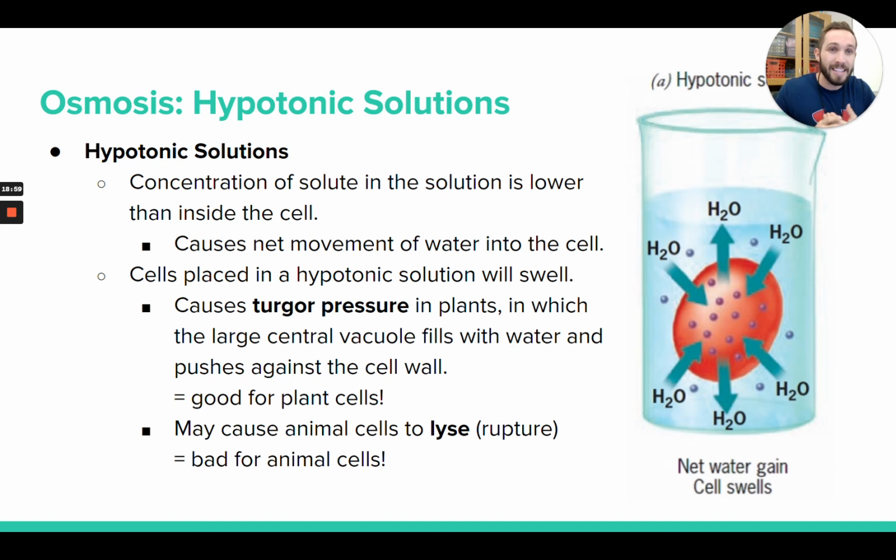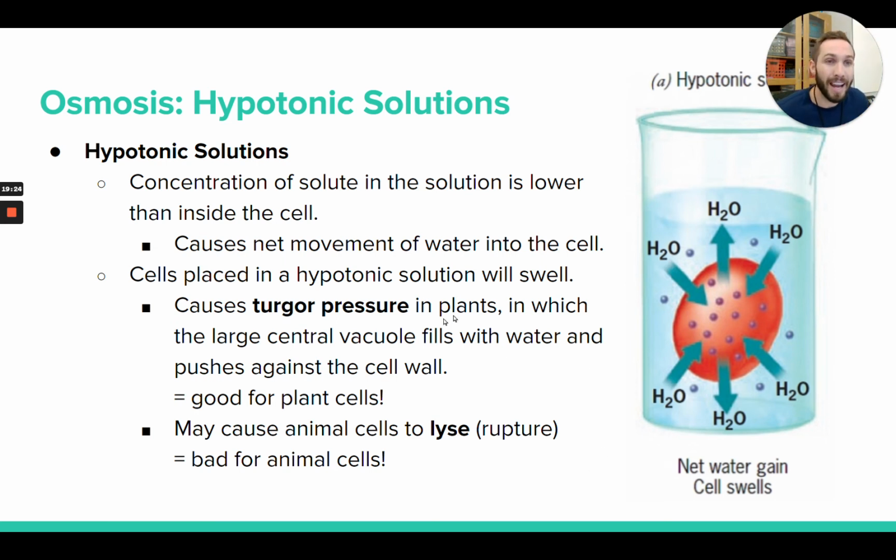And that's going to be good or bad depending on the cell. Like animal cells, this is not good for animal cells. Animal cells are going to explode probably if they're in a hypotonic solution, because as they gain water, they're going to gain so much water that they're going to rupture, or the term is lysing. The cell's going to lyse and break open. And so the cell's going to die if it's in a hypotonic solution.